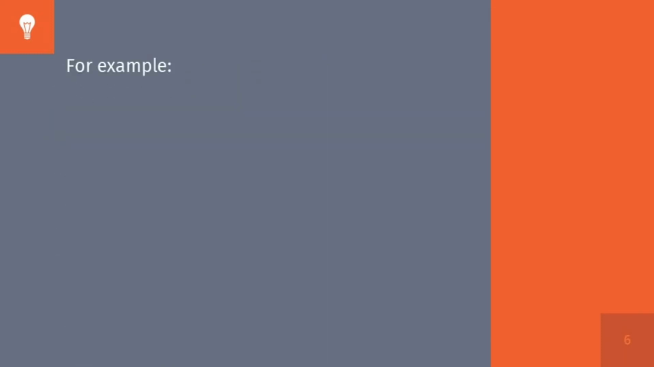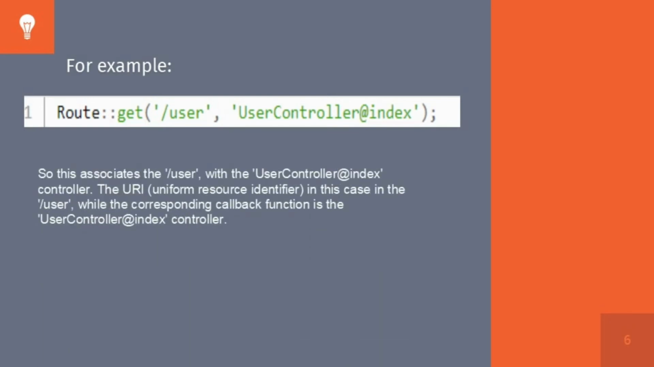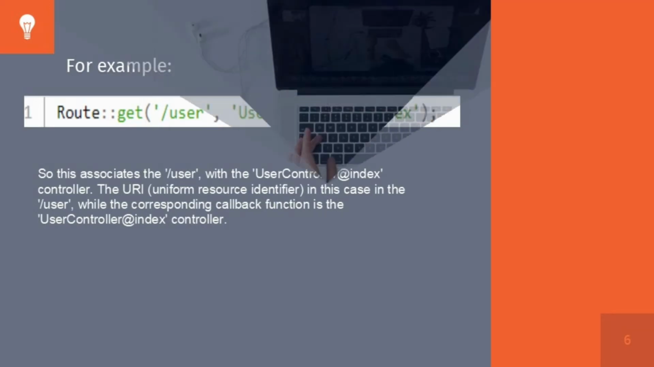For example, so this associates the /user with the user controller at index controller. The URI, or the uniform resource identifier, in this case is the /user, while the corresponding callback function is the user controller at index controller.